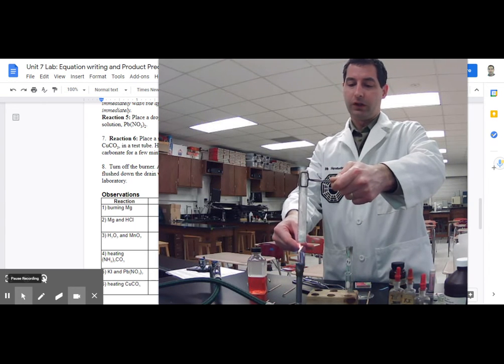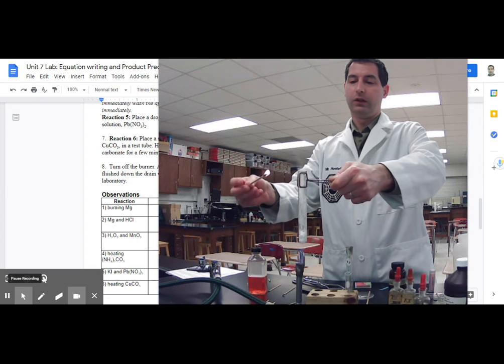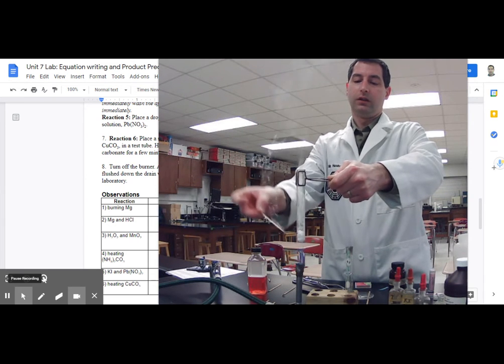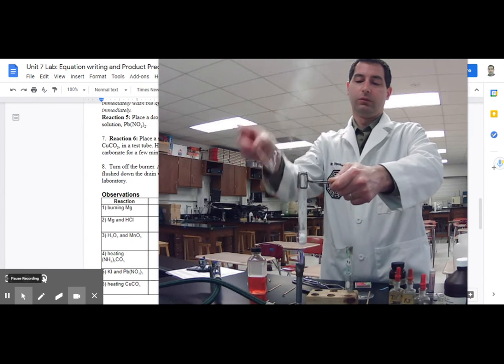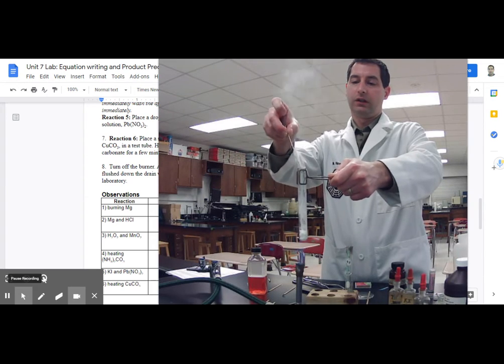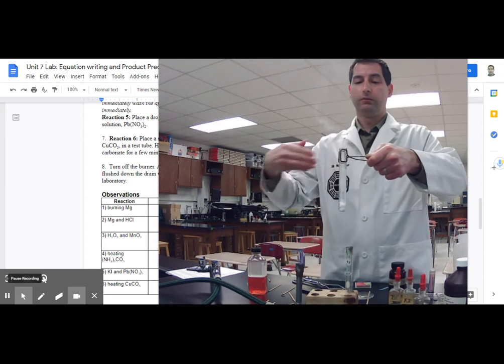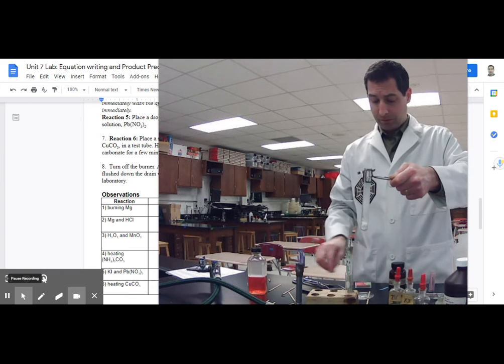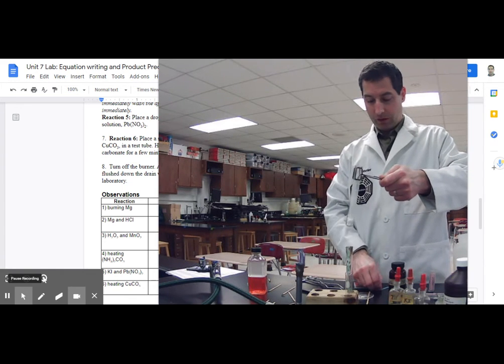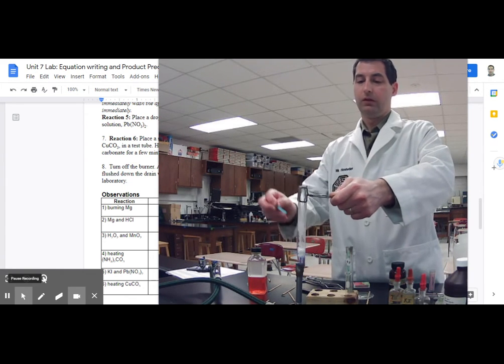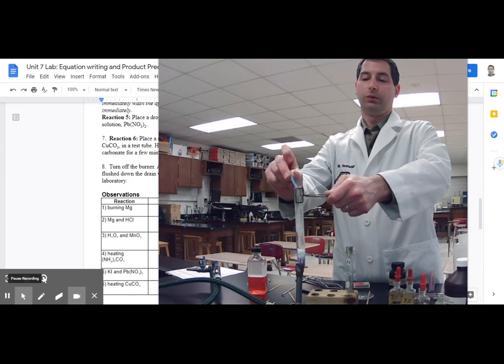And we're also going to check the burning splint. You can see that it goes out. So we're generating a lot of carbon dioxide gas. It's able to put that out. Definitely. And then we can also do a test for the presence of water vapor.